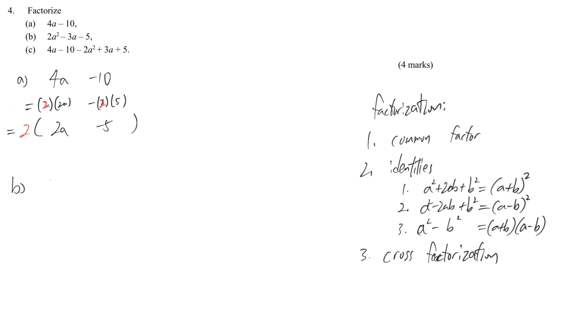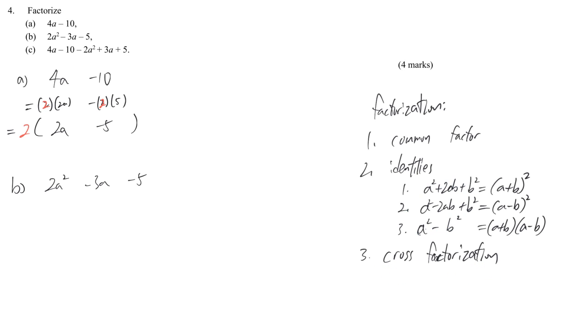And then in part B, we have 2a squared minus 3a minus 5. We check, is there any common factor? 2 and 3 and 5, no common factor other than 1. It is not identities, because 2 and 5 are not square numbers, so most probably we can't write in this format. Then we have to use the last method, which is the cross factorization.